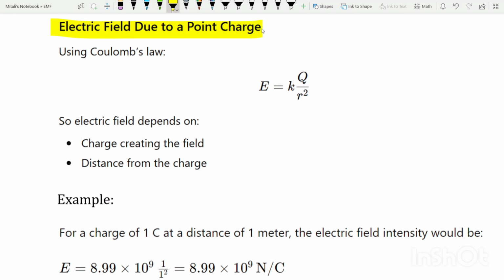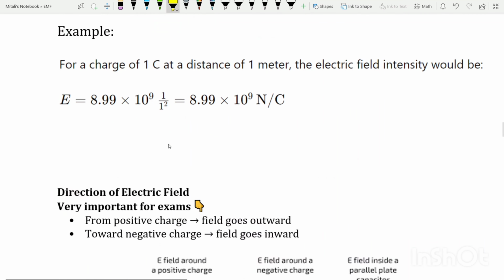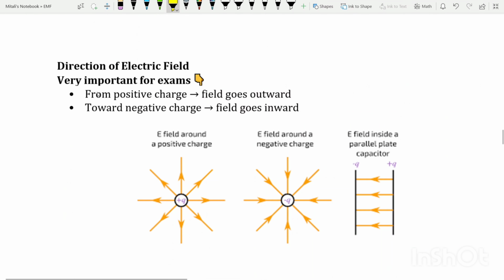Electric field due to a point charge. Using Coulomb's law, E = K Q / R². So electric field depends upon the charge creating the field and the distance from the charge. The direction of the field is very important for exams. From a positive charge, field goes outward. Towards a negative charge, field goes inward. It is explained with these arrows on screen.